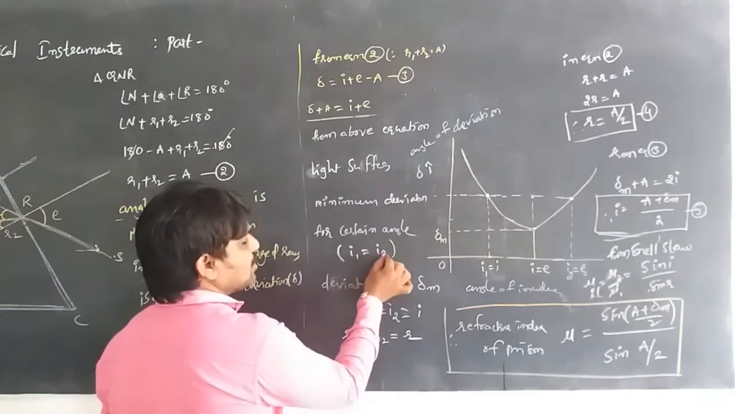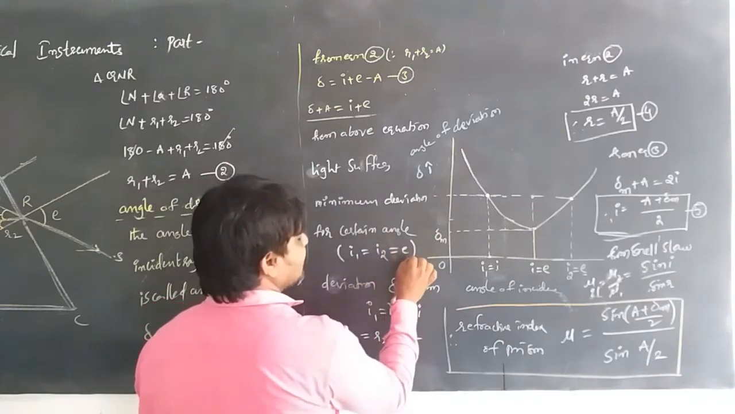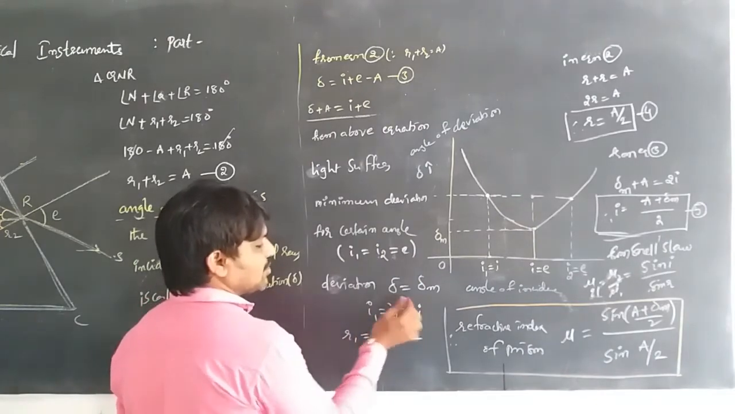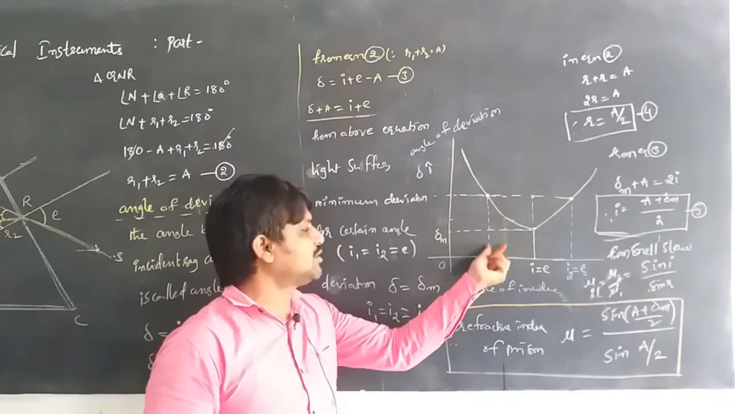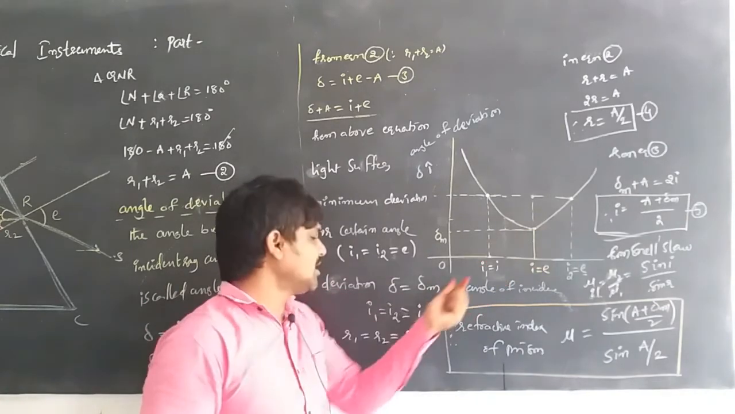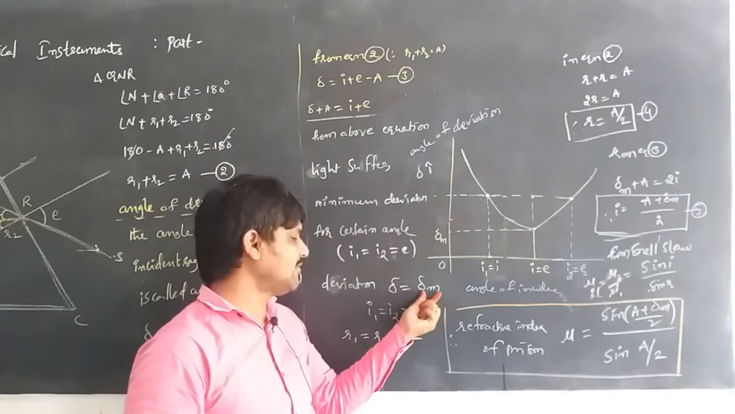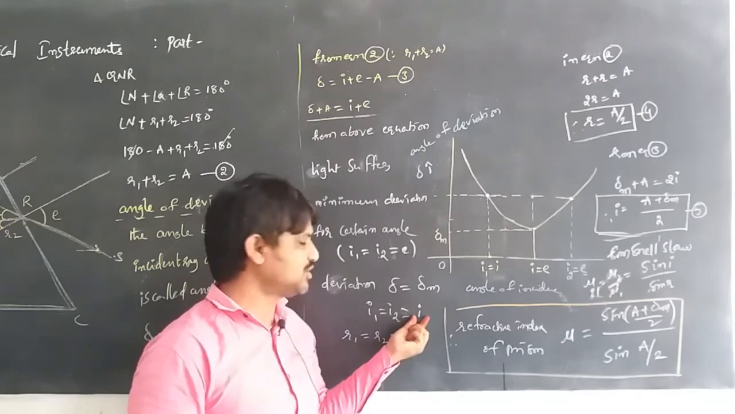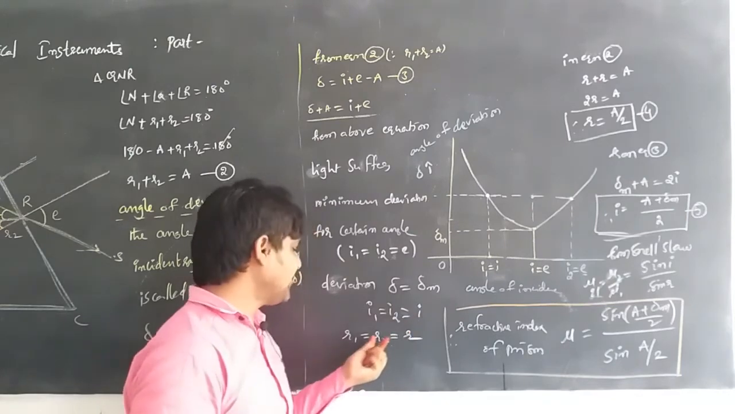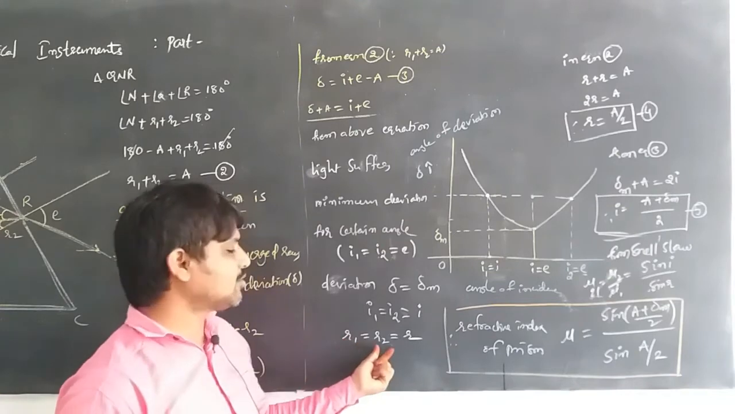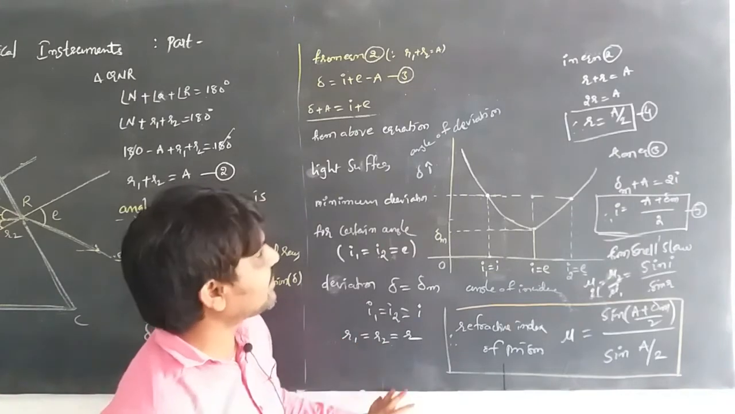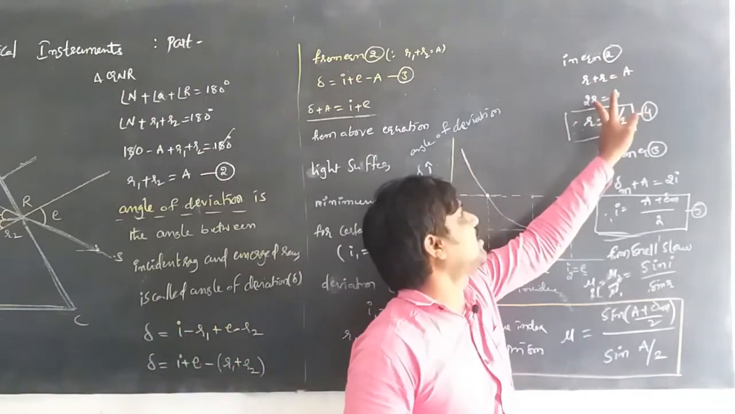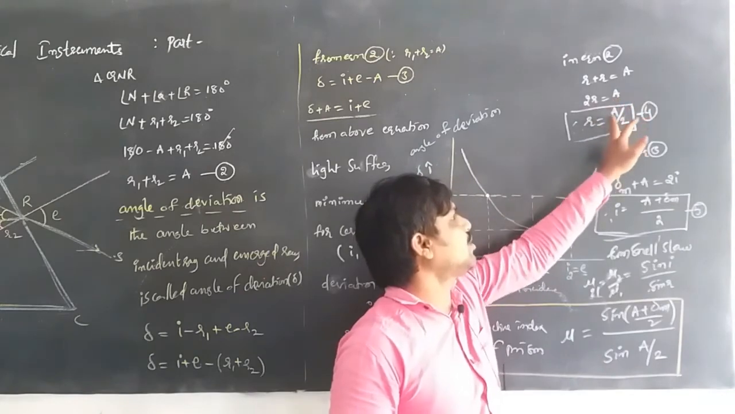So I1 is equal to I2, that is equal to E also, because I2, the angle of incidence at the second surface, is E. So I1 is equal to I2 is equal to I, and the angle of deviation will be the minimum deviation at that point. Refraction is also the same, so R1 is equal to R2 is equal to R. From R1 plus R2 is equal to A, R plus R is equal to A, 2R is equal to A, then R is equal to A by 2.